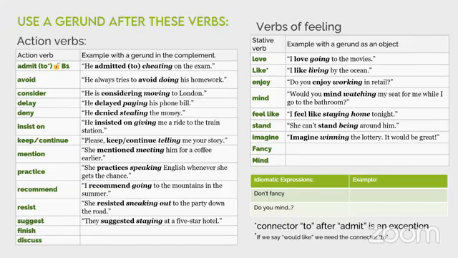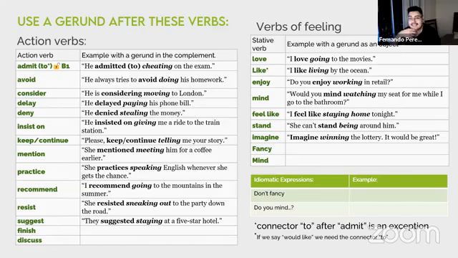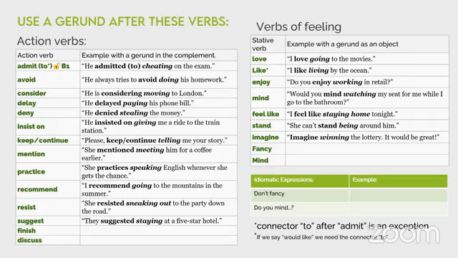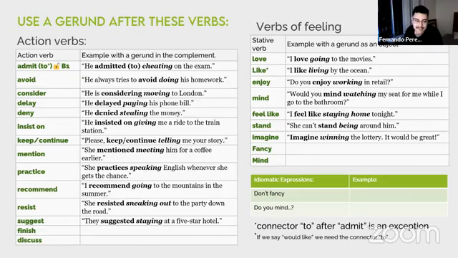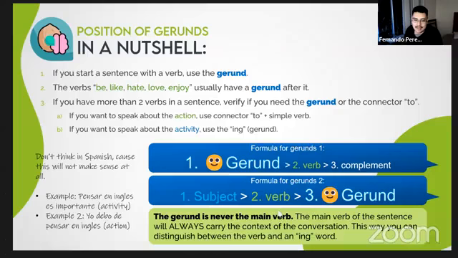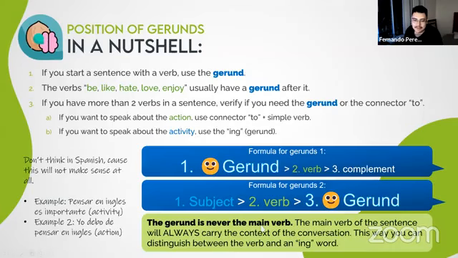Every day. So you need to respect the present. You need to say yes. That's the reason I give emphasis in this specific part. The gerund is never the main verb. The main verb of the sentence will always carry the context of the conversation.